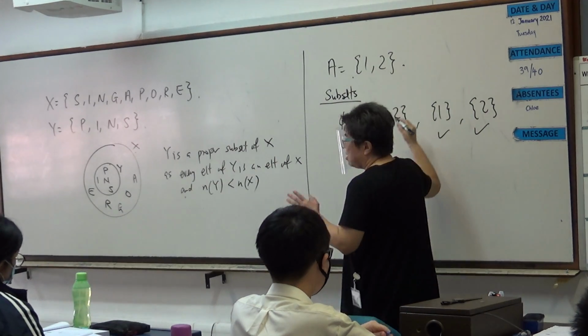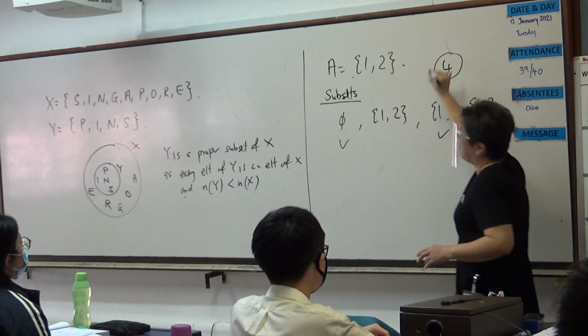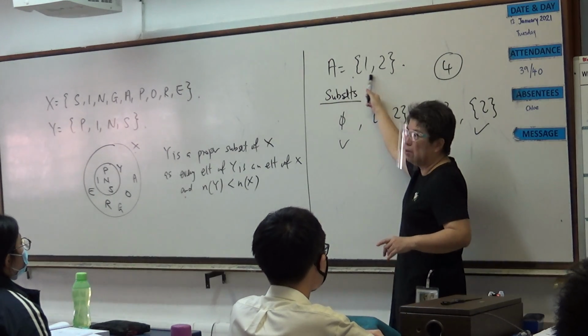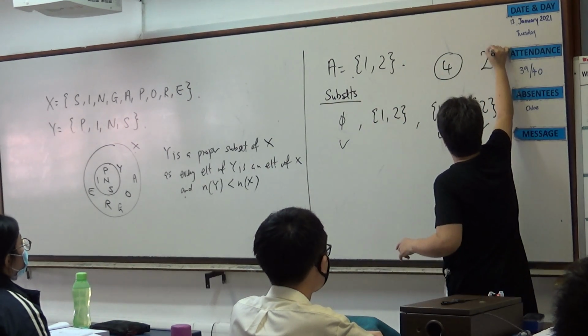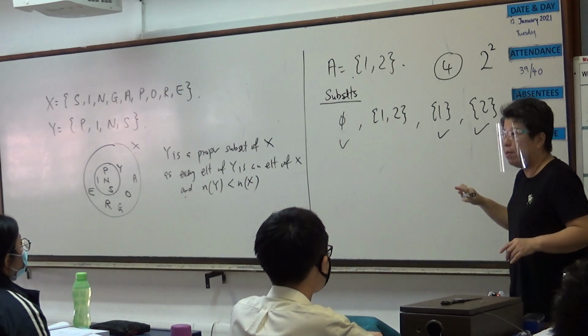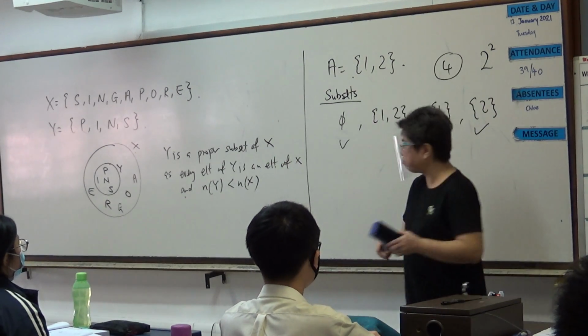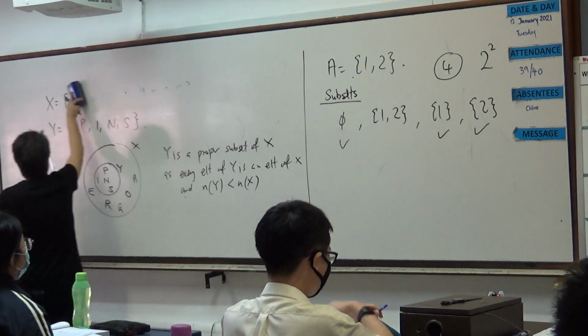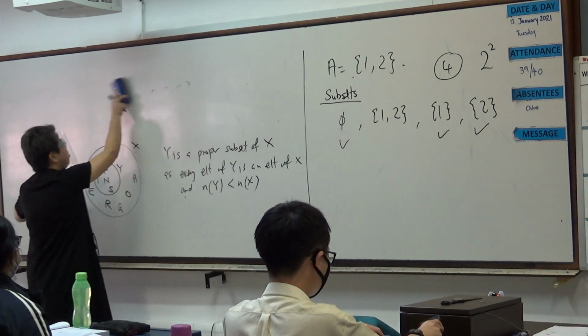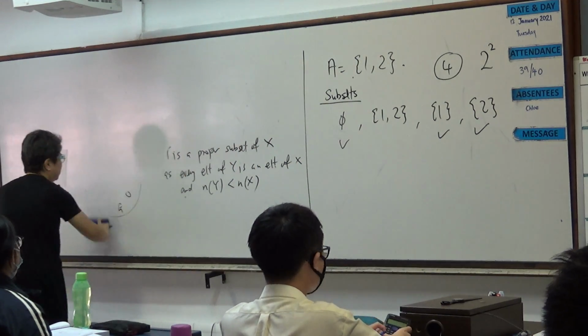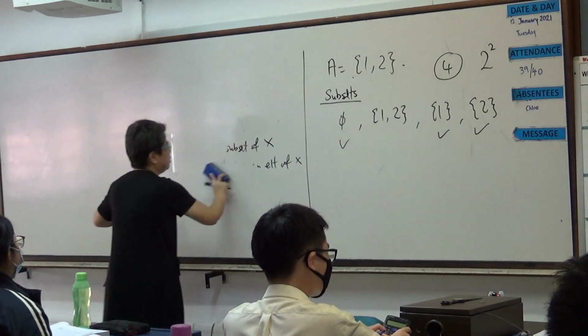Okay. Actually, how do I know that there are 4? I can teach you a trick. How many elements here? So it's actually 2 to the power of 2, 2 elements. Okay, I'll show you another one. What if I have 3 elements? There will be how many?